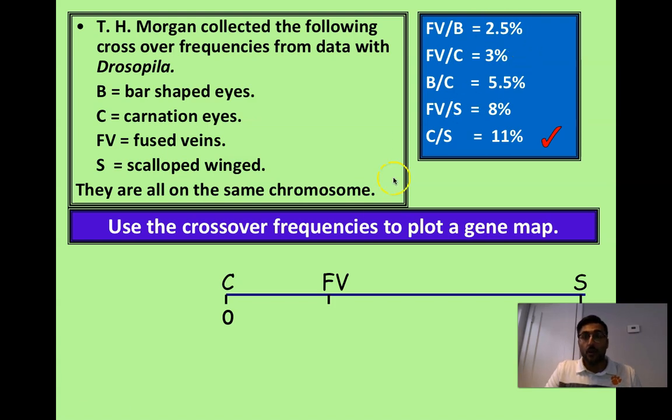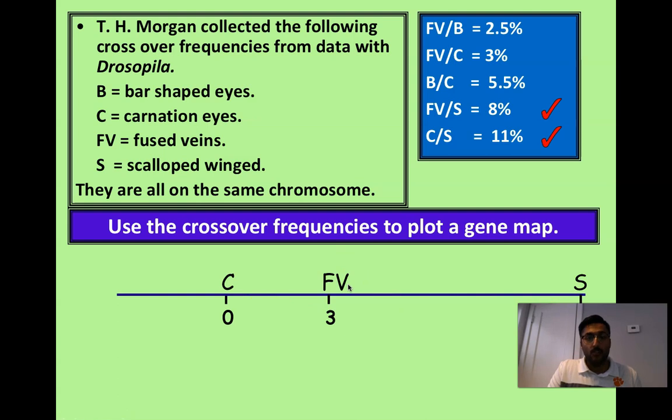And I also know that FV is only 3 map units away from C. So it would make sense to put FV here because it's 3 map units away from C, or my other statement says it's 8 map units away from S. So it should be further from S and closer to C on my line.